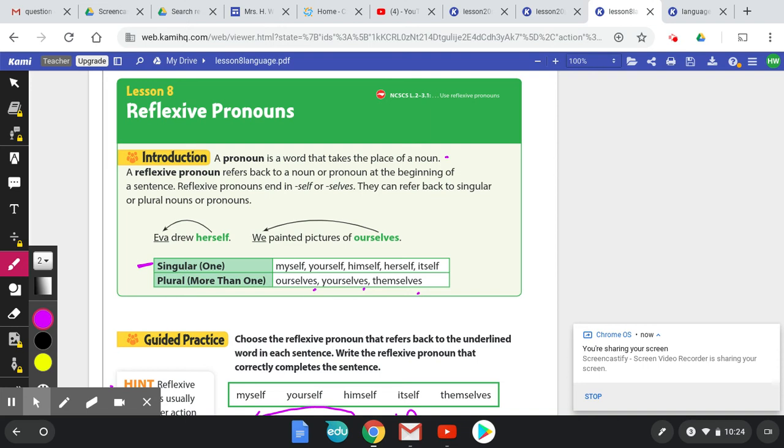Hey guys, today we're going to finish going over reflexive pronouns and then we're going to move away from nouns and go to verbs.